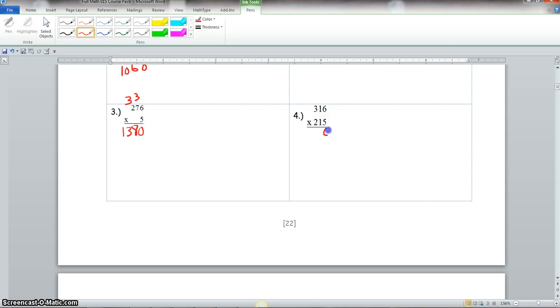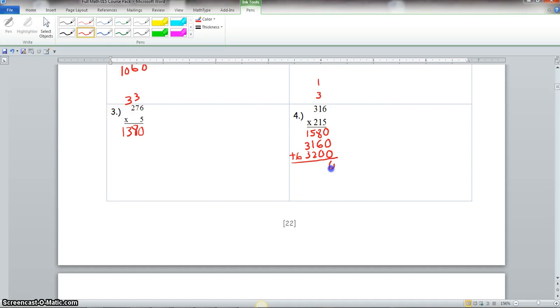Now we go to number 4. We have 5 times 6, which is 30. 5 times 1, which is 5, plus 3 is 8. 5 times 3 is 15. Now we put our 0 as a placeholder. Now we take 1 times 6 is 6, 1 times 1 is 1, and 1 times 3 is 3. Now we have to put 2 zeros here because we're multiplying from the hundreds place. 2 times 6 is 12. We carry our 1. 2 times 1 is 2, plus 1 is 3. And then 2 times 3 is 6.